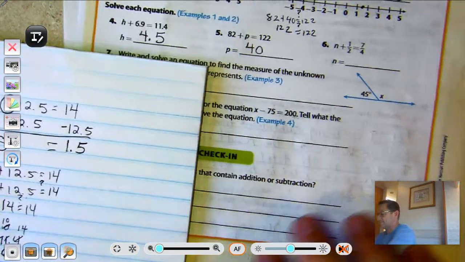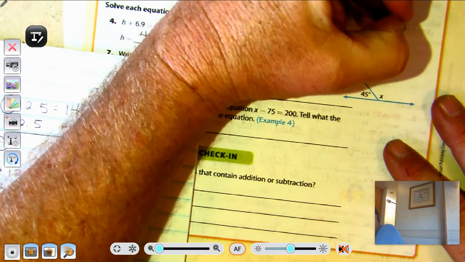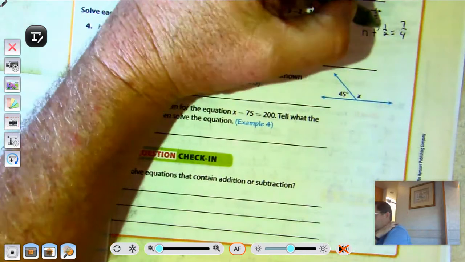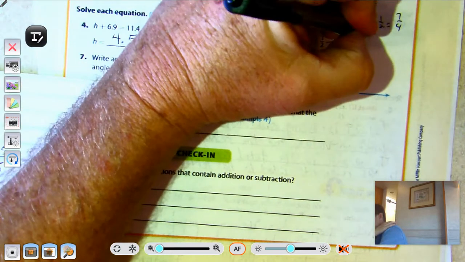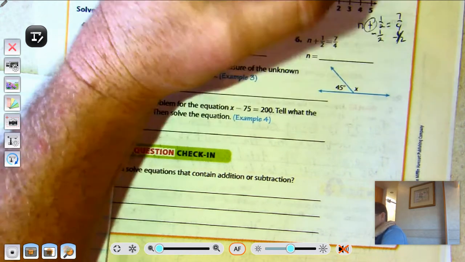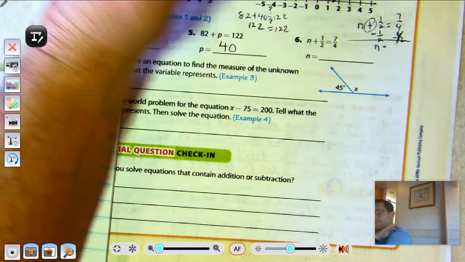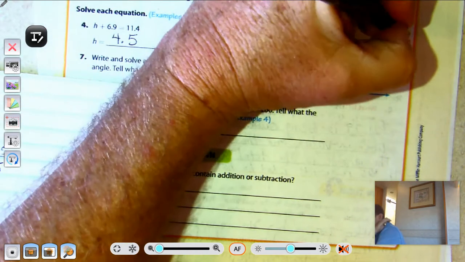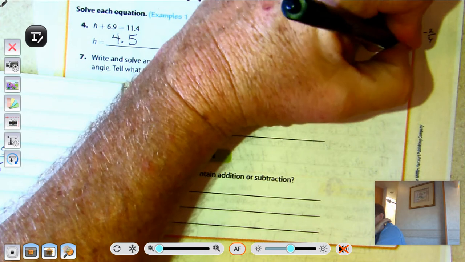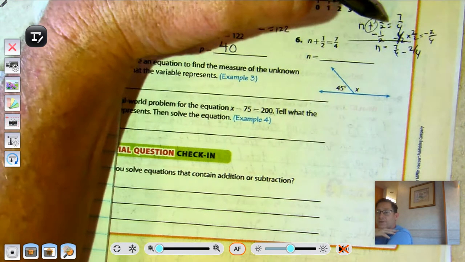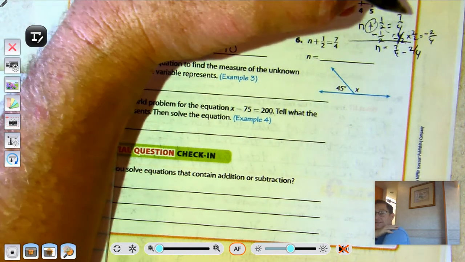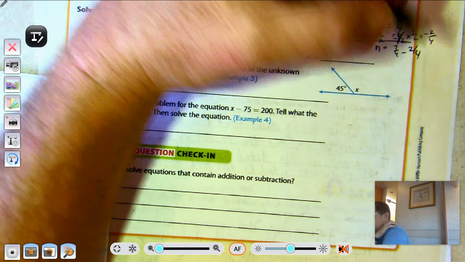All right, number 6. We do have some room on this side here, so we'll go ahead and solve it there. So we have addition. I'm going to do its opposite by subtracting 1/2. That'll leave me n on this side, and 7/4 minus 2/4. Okay, I found a common denominator by multiplying 1/2 by 2 over 2. And 7/4 minus 2/4 is 5/4.